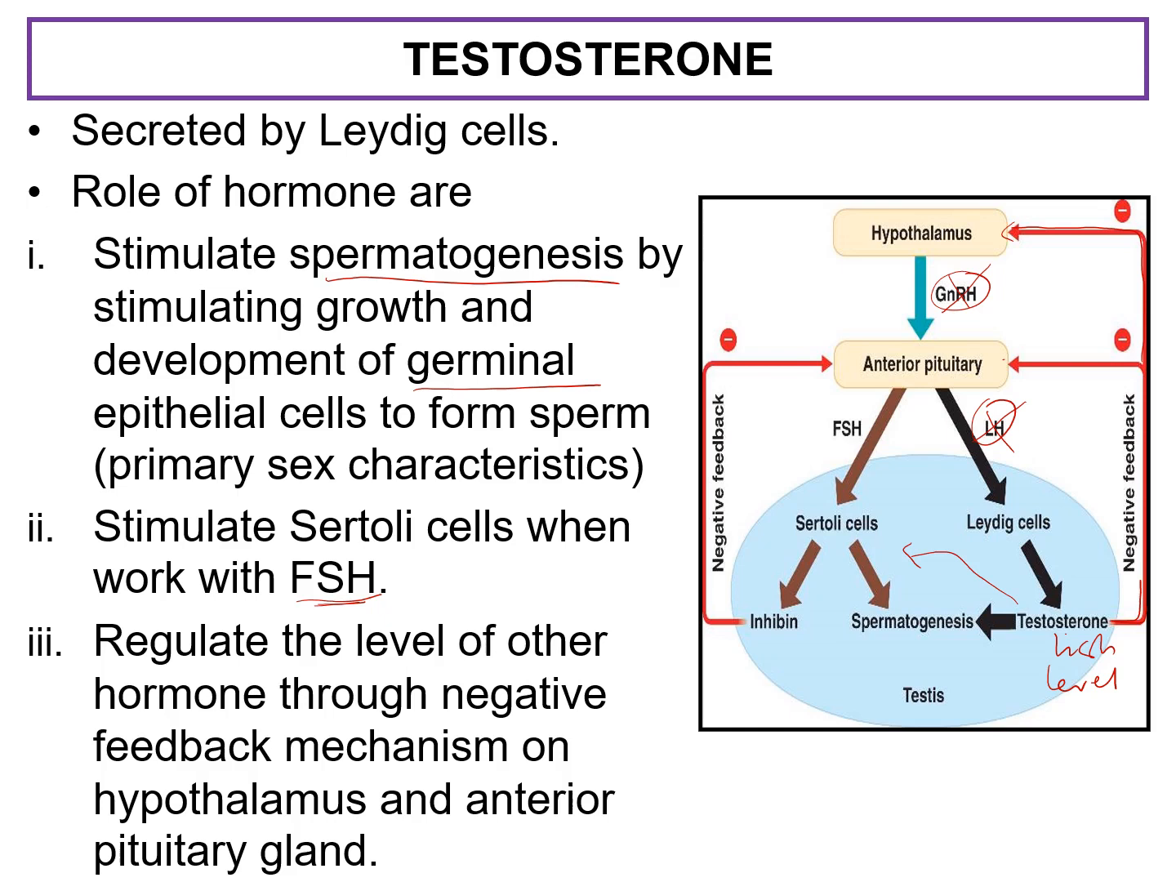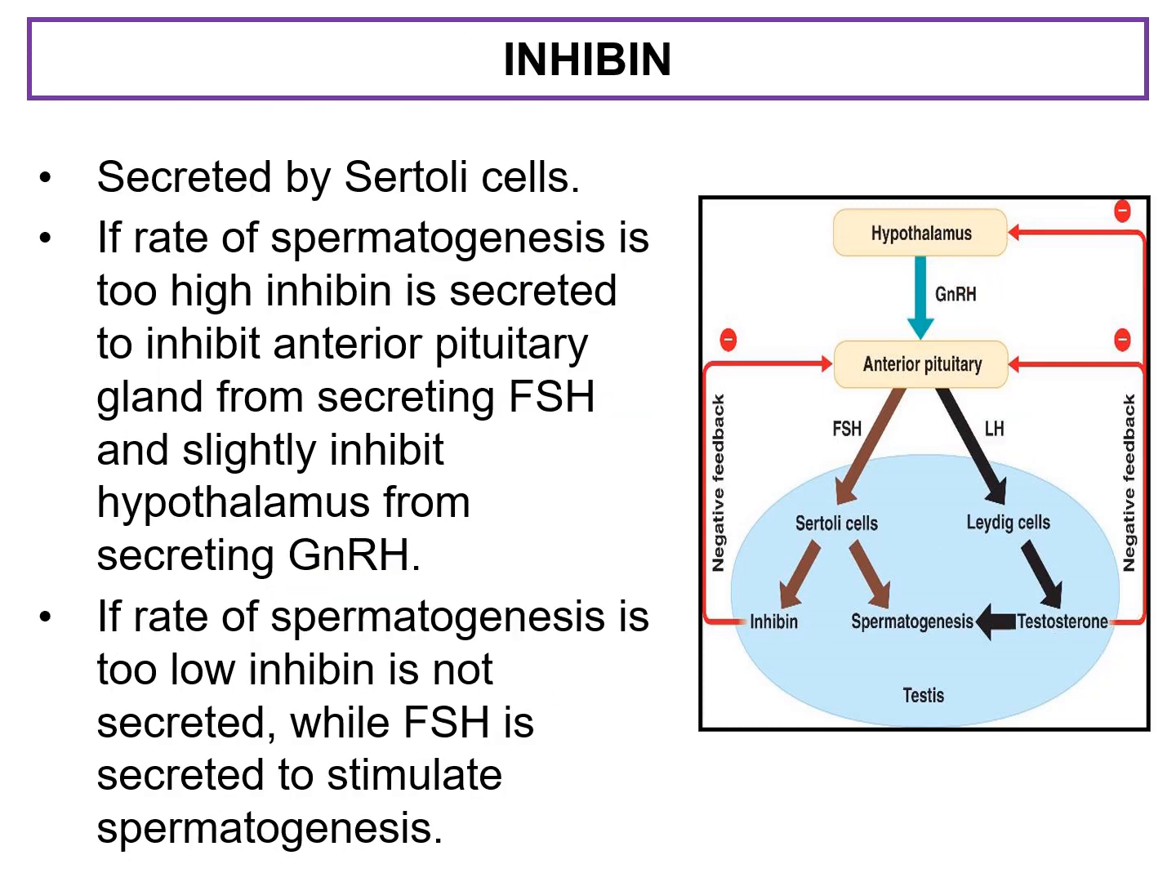This is to give time for the sperms that are being produced in the cycle before to be released by the male. Inhibin secreted by Sertoli cells is to inhibit the anterior pituitary from secreting FSH. Okay, if the rate of spermatogenesis is too low, inhibin will not be secreted. Maksudnya spermatogenesis ni rate dia maknanya dah banyak dah sperms terhasil. Jadi they need to slow down. Kalau tidak nanti akan banyak sperm terhasil dalam seminiferous tubule. It needs to be ejaculated or released. Keluar ke epididymis and then released through the urethra.